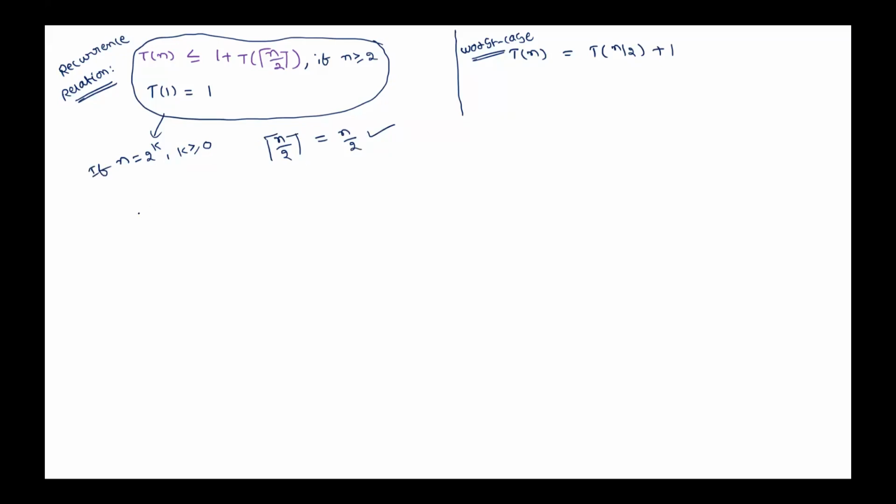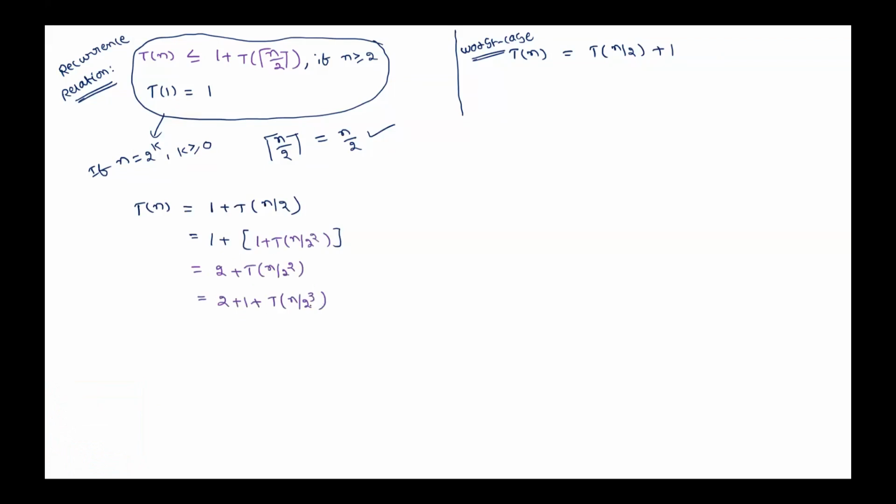Now we solve this recurrence relation. It is 1 plus T of n, because I assumed n equal to 2 power k, so we can write it as 1 plus T of n by 2. Now what is T of n by 2? 1 plus T of n by 2 square. Again, what is T of n by 2 square? Here we can write it as 2 plus T of n by 2 square. What is T of n by 2 square? 1 plus T of n by 2 cube.